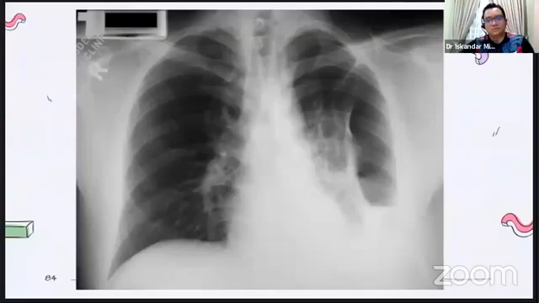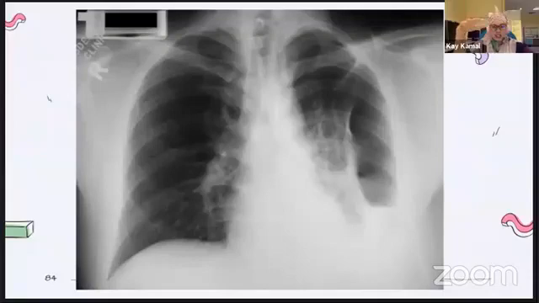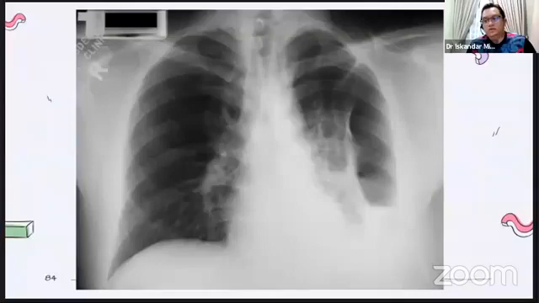So if we see something in the AP chest X-ray or PA chest X-ray and we are certain that something is going on, we go for CT scans nowadays. Okay, thank you. Okay, so the next question from Ahmad Iqmal.